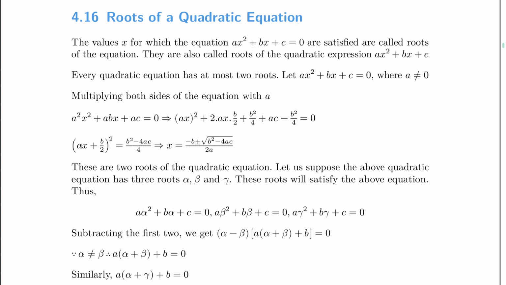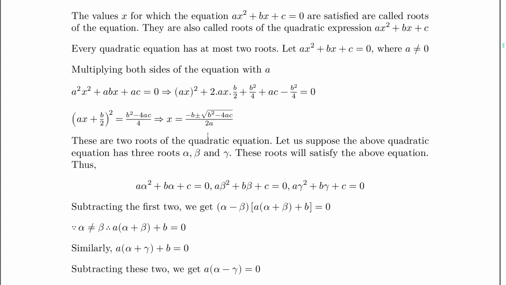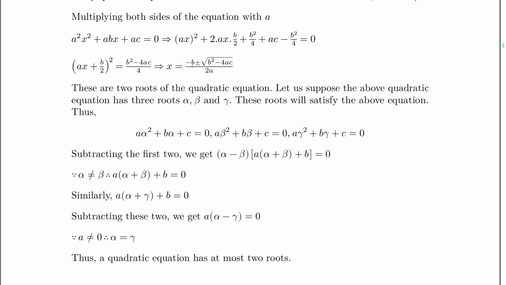Now, the left hand side remains (ax plus b by 2) whole square. After this, it is very easy that x will become minus b plus minus square root of b square minus 4ac, divided by 2a. So this gives us two roots of the quadratic equation.